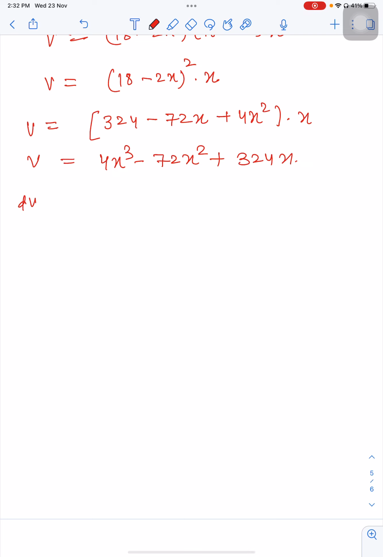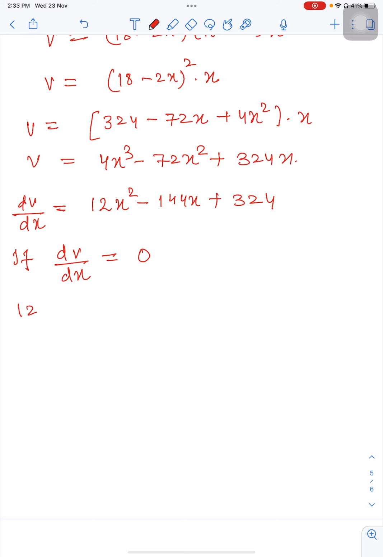What is step 2? We have to find the derivative of it. So we'll find dV by dx. Using the same formula, it will become 12x square minus 144x plus 324. After finding the derivative, what do we do? We equate the derivative with 0. So we get 12x square minus 144x plus 324 equals 0.